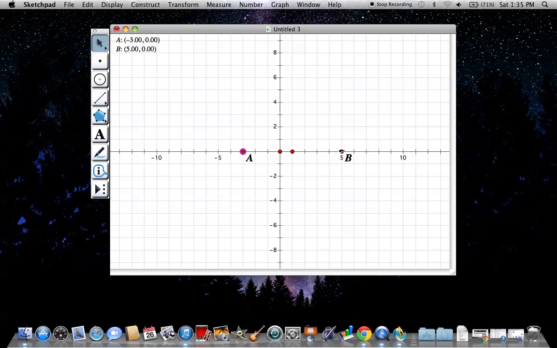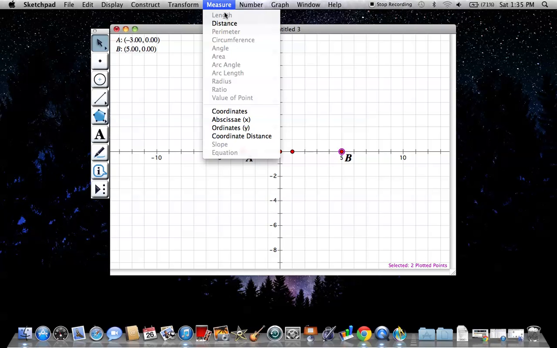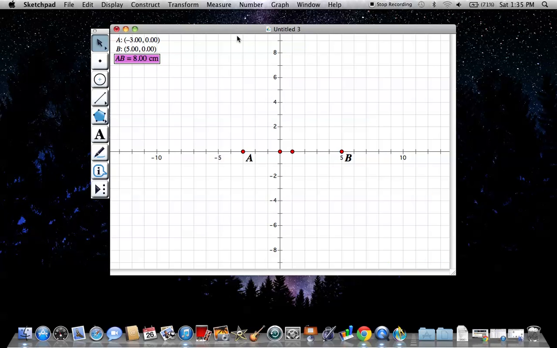I can even measure it. A to B, measure, distance, 8 centimeters. When we're talking about segments, the distance is a length. So that's the measurement that we use. Distance is a length. So that's what a coordinate is, and what distance and length mean. All right, now I'm going to get rid of the grid.